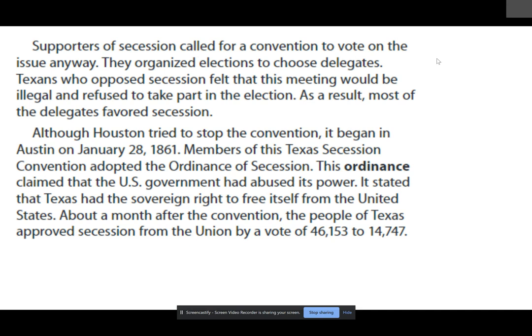This ordinance claimed that the U.S. government had abused its power. It stated that Texas had the sovereign right to free itself from the United States. About a month after the convention, the people of Texas approved secession from the Union by a vote of 46,153 to 14,747.